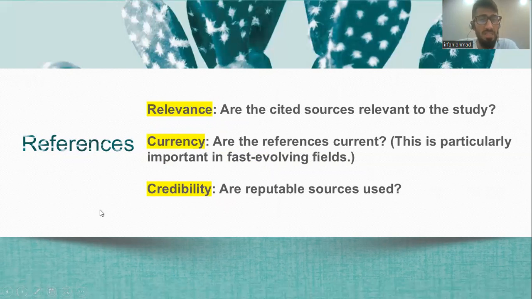References currency, like all the references should be up to date, the latest. For example, if you are doing research in 2023, you have to cite articles from the last 5 years, not much more than 5 years. Okay, because this is particularly important in a fast evolving field. Credibility: you have to look for the credibility of the articles you take the references from. Sometimes you cite low quality research, so it is not accepted by high quality journals when you want to publish in them.